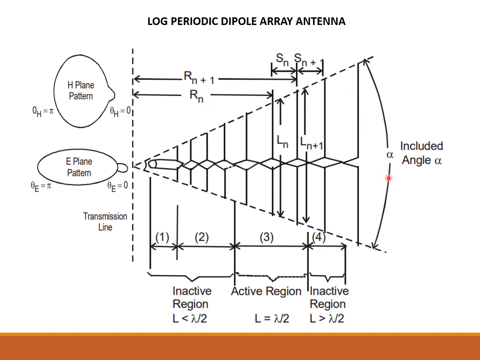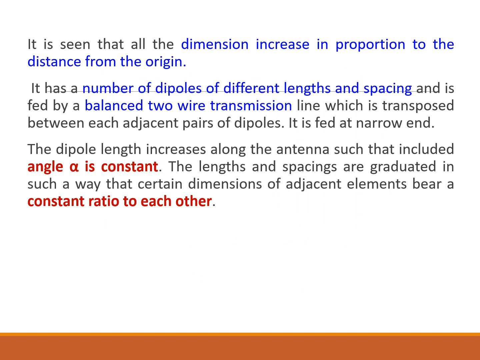Right? And now listen here, look here. What happens here is that for each of the dipoles, when you join the two extreme ends, the angle subtended is going to be alpha, right? So this is the structure of your log periodic antenna.